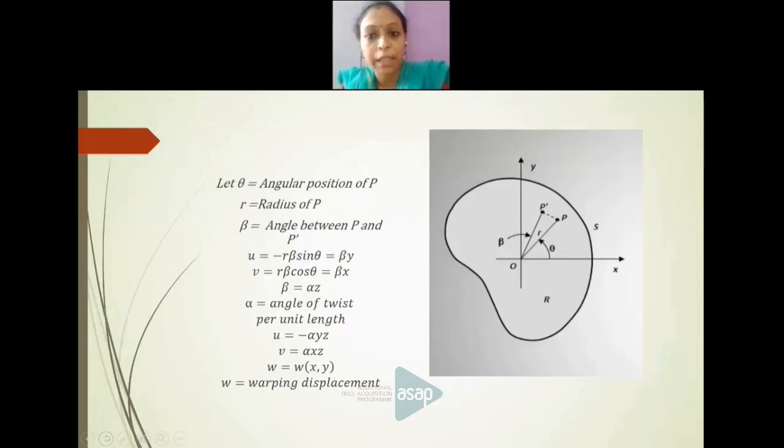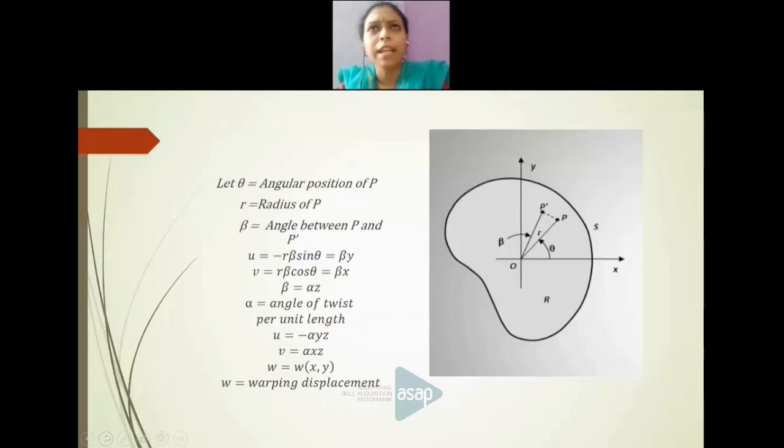Now, what about this P dash? P dash has got new coordinates, right? x, y have changed. Its r is almost the same. Then its theta, obviously, has changed. It has got some more theta, so theta plus some angle. What is that angle? You can see the angle between P and P dash is beta. So beta is the angular twist that happens to point P due to the applied torque. I repeat, beta is the angular twist of the point P due to the torque applied. Okay, clear? Now we have to calculate shear stresses.